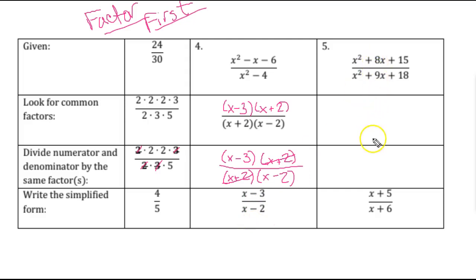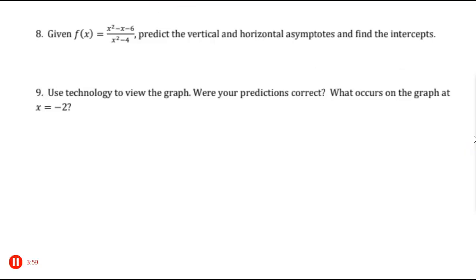You can try and reduce number 5 on your own. Factor, look for factors that will divide, and then keep whatever did not divide. Now, if we're given f of x is equal to x squared minus x minus 6 over the denominator, predict the vertical and horizontal asymptotes and find the intercept.